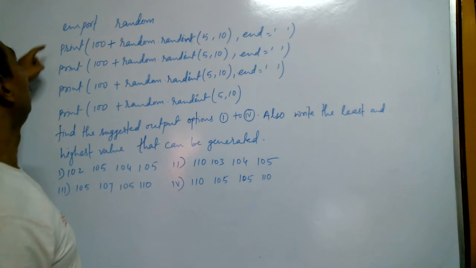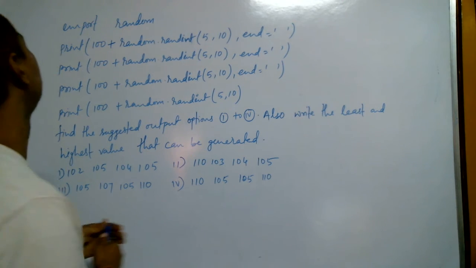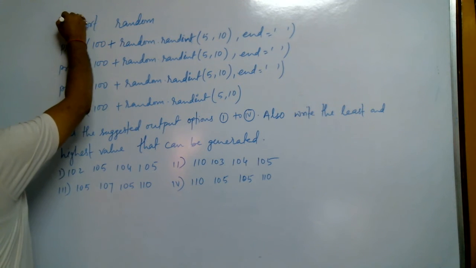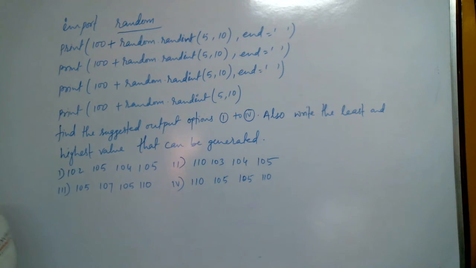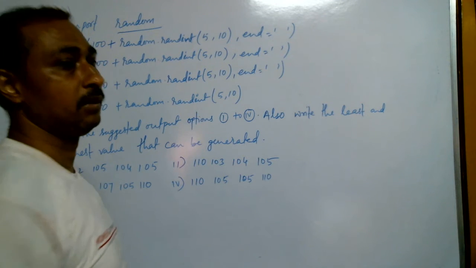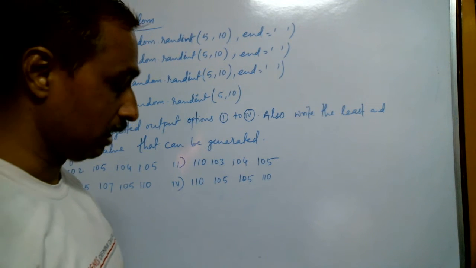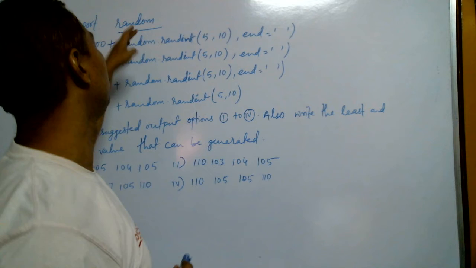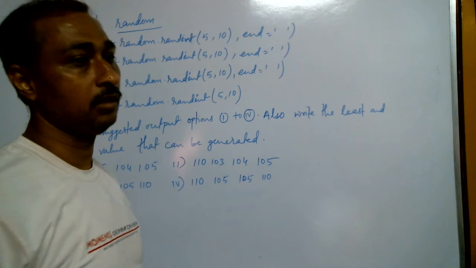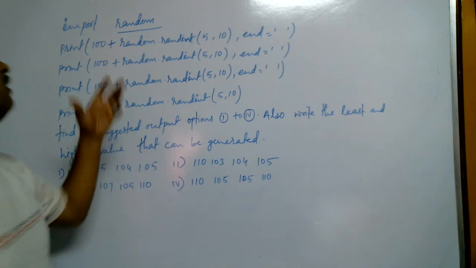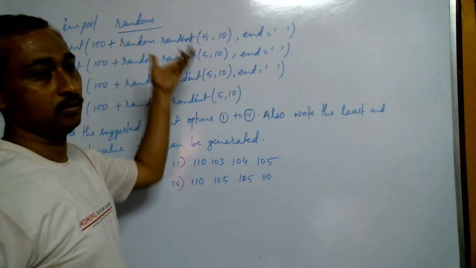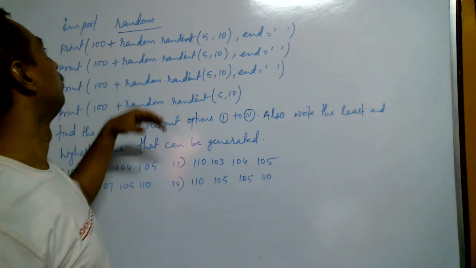Here also in the question the first line is import random. Random is a module that will be imported in your program, and after that statement you are capable of using all the functions or keywords which are available in the random module. That's why we imported this module.